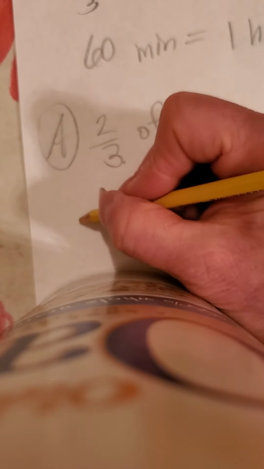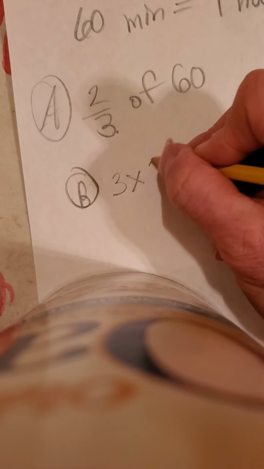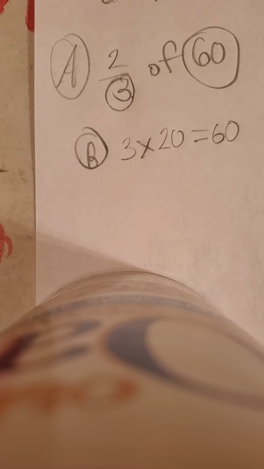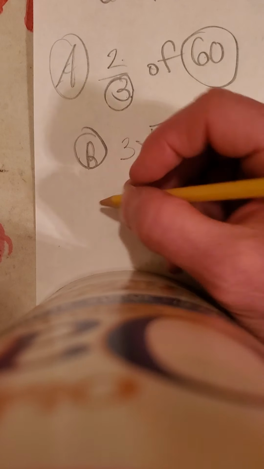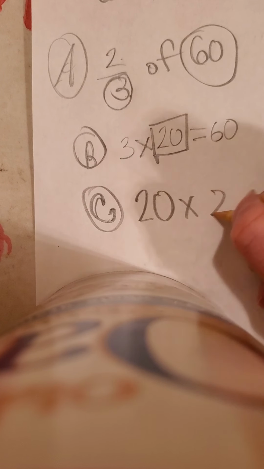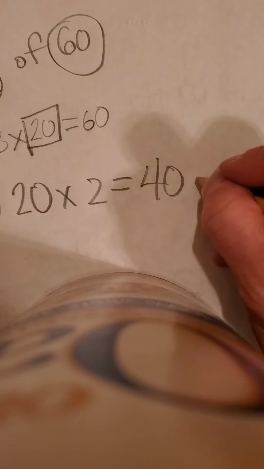That's A. B, when we rewrite all of this, right? So now we could say 3 times what equals 60. So we know that 3 times 20 equals 60. So we took care of this, and we took care of this, right? So now 3 times 20. Now we have to take this top part, the numerator. And we say 20 times 2 equals what? 40. 40 minutes.